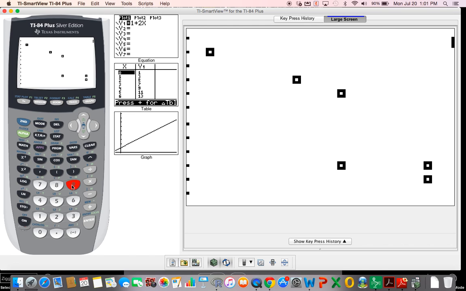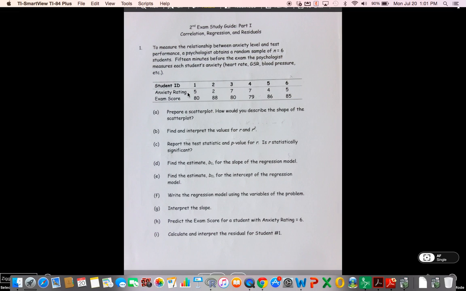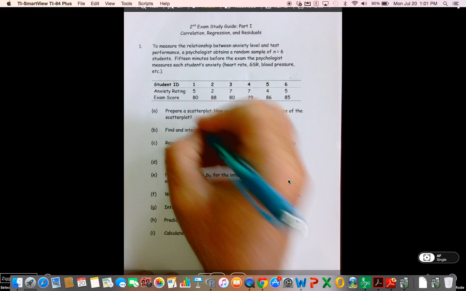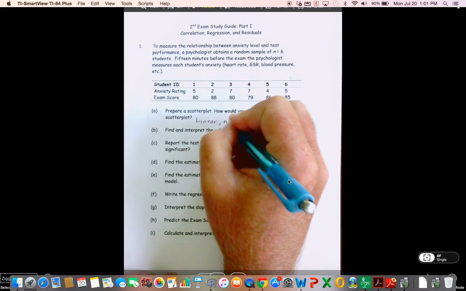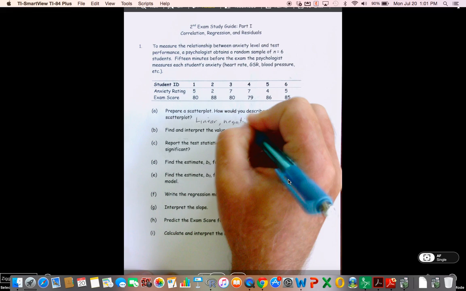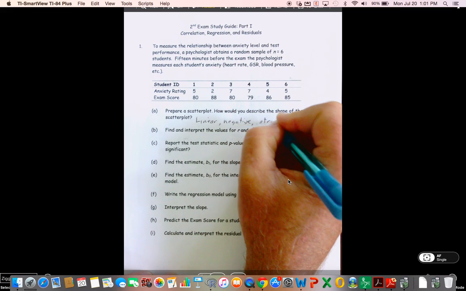What are the 3 things that I look for in a scatter plot? Is it linear? Yes. Positive or negative? Clearly negative. Strong, weak, or moderate? Well, I would call that strong. So I'm going to go back to my handout. How would you describe the shape? Linear? Negative? Strong.